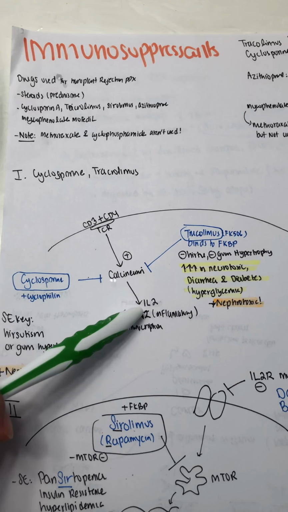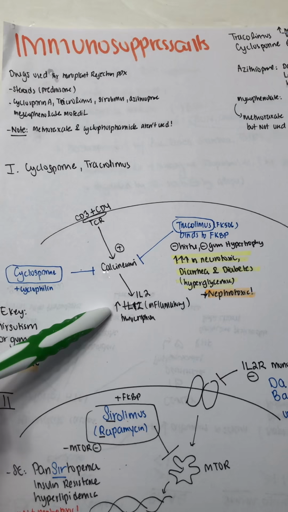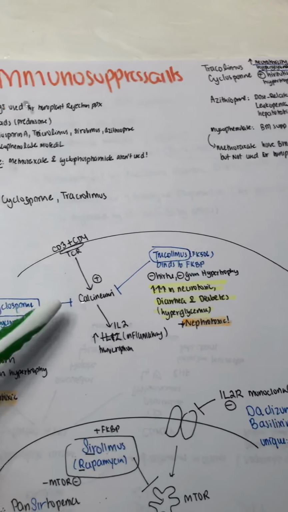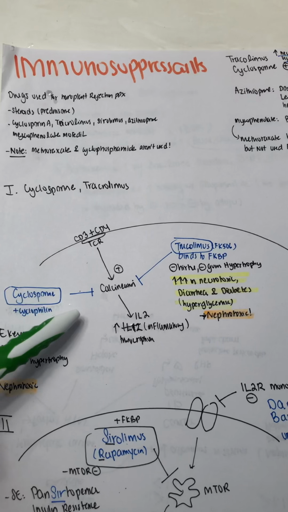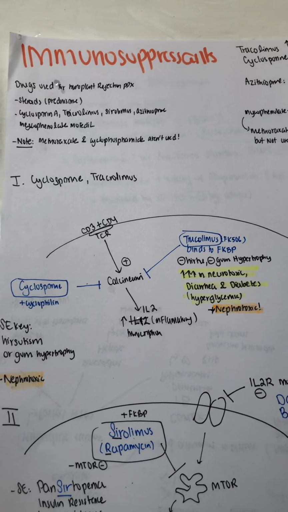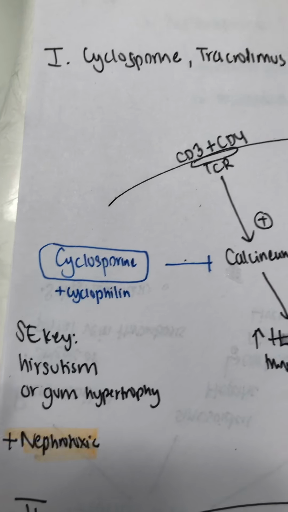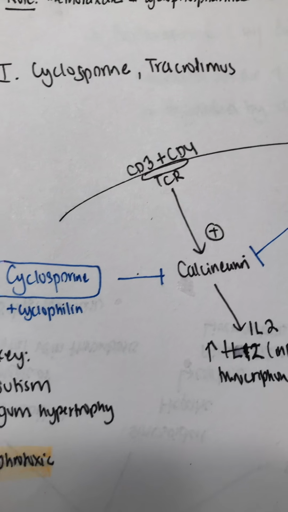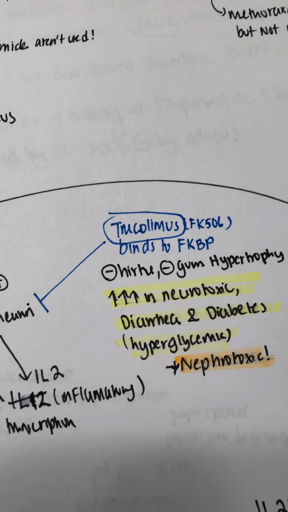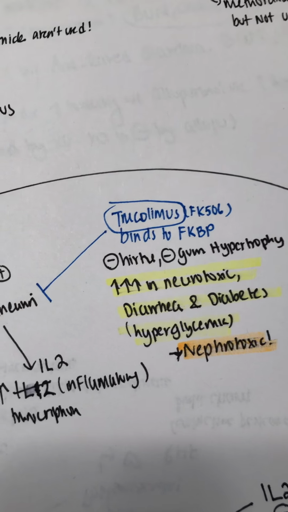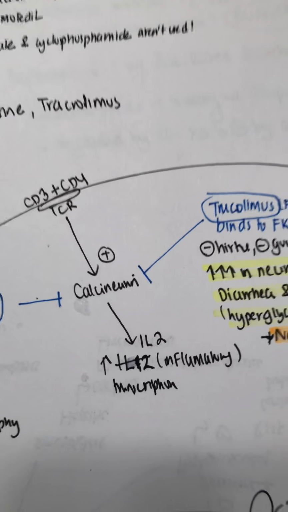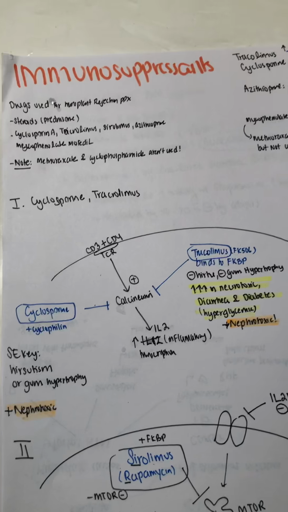Calcineurin stimulates IL-2 and it increases the inflammatory transcription, right? So if you inhibit those, it will reduce the inflammatory reaction. That's how it works as an immunosuppressant. So cyclosporine and tacrolimus inhibit calcineurin. Cyclosporine binds with cyclophilin and inhibits it. Tacrolimus is also known as FK506. It binds to FKBP binding protein and it inhibits calcineurin. So both of them are calcineurin inhibitors, right?